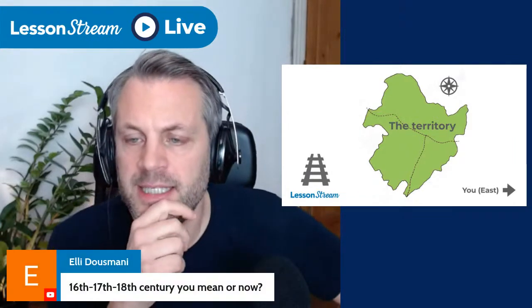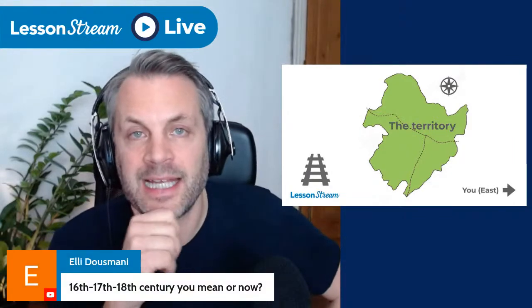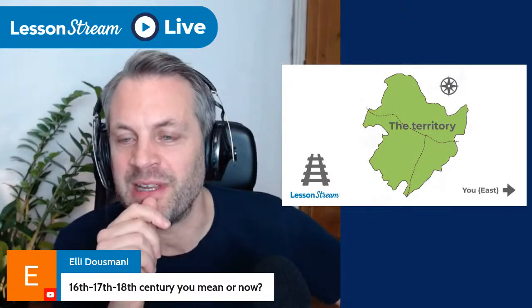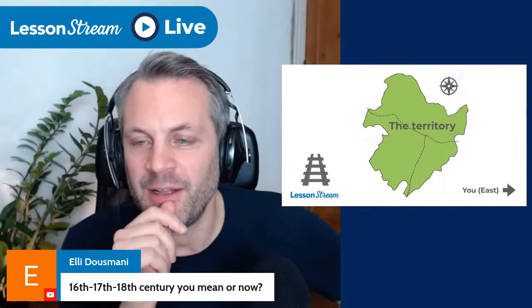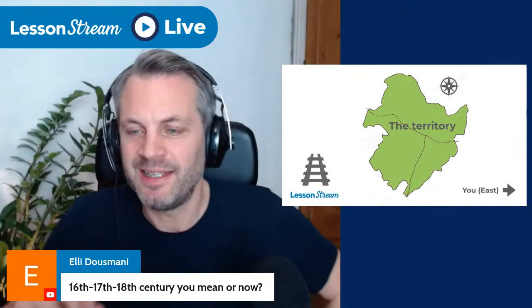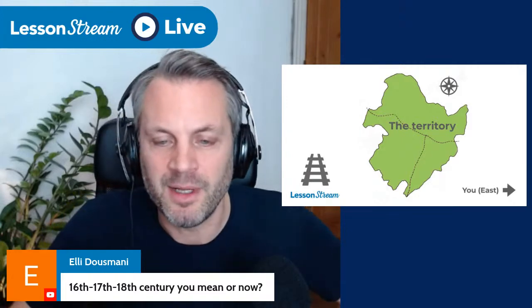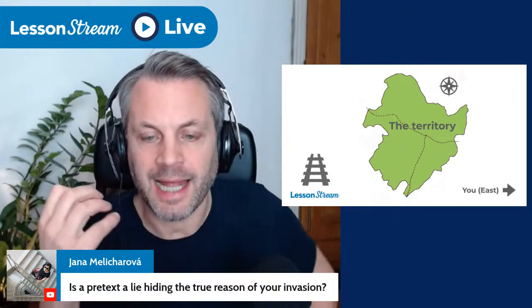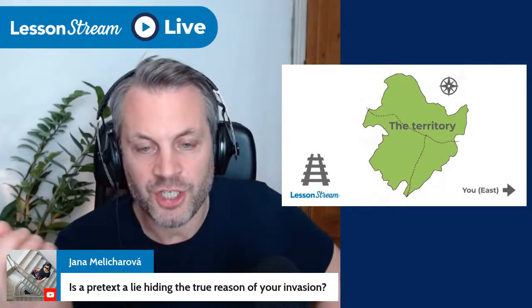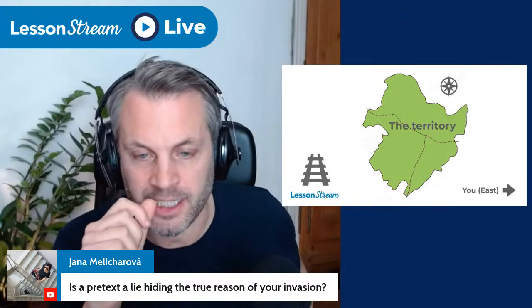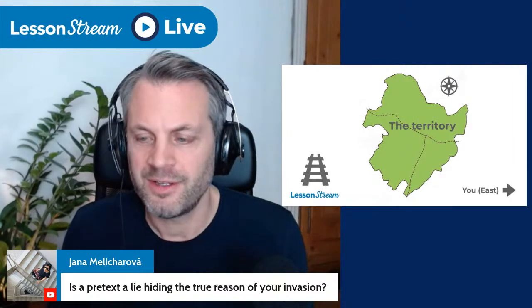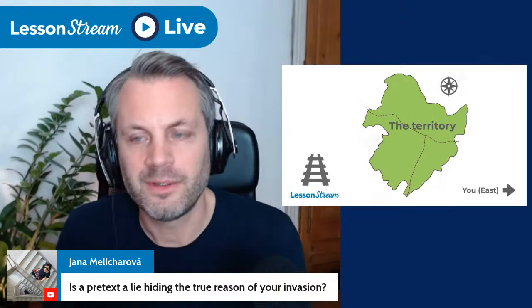Okay, so, Ellie, let's say this could be any time that there were railways, because there are railways in this story. So we could say late 19th century up until now. Janus says a pretext, a lie, hiding the true reason for your invasion. This is really interesting. Yes. Why not? Why not? So what do you do?